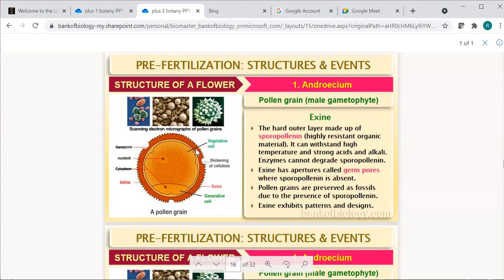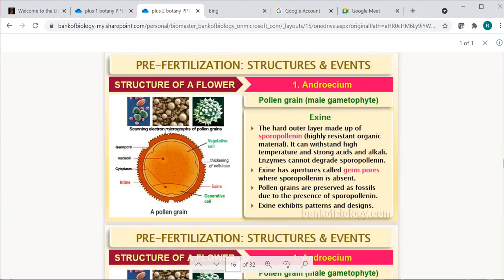See, this is the pollen grain. You can see जो thorns जैसे दिख रहे हैं, that is the exine one, and जो groove जैसे दिख रहा है, a U-shaped groove, that is called as germ pores. Exine has apertures called germ pores where sporopollenin is absent. So groove जैसे दिख रहा है, that is called as germ pore where sporopollenin is absent.